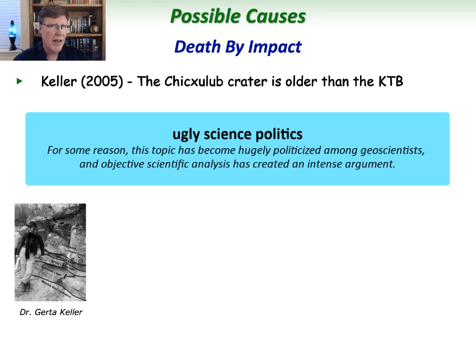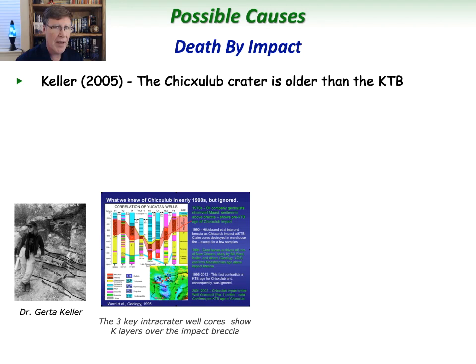She's done research in the Yucatan and in the Caribbean as well, trying to support this. And her bottom line is that the crater is too old to be the one responsible for the K-T boundary event. So this impact, if it happened at Chicxulub, was older than the K-T boundary.